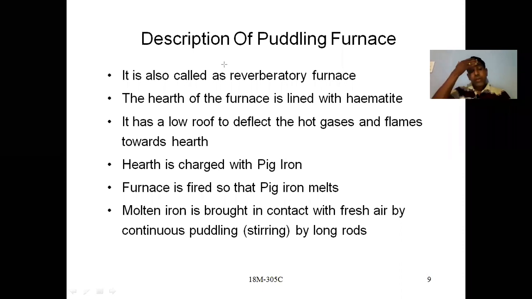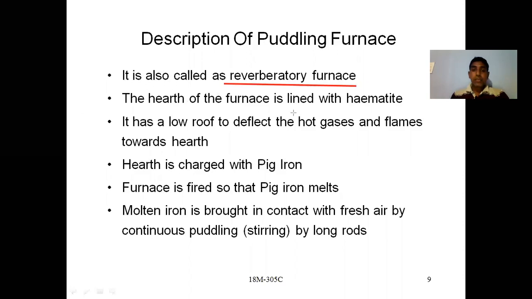See here, first thing you should know: a puddling furnace is also known as a reverberatory furnace. Okay, remember this word, reverberatory. I will explain what is meant by reverberatory in the coming sessions. So what is the other name for a puddling furnace? The other name is reverberatory furnace.